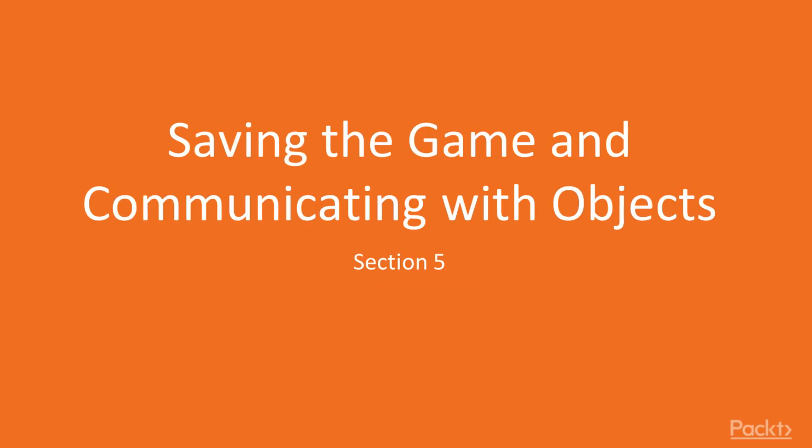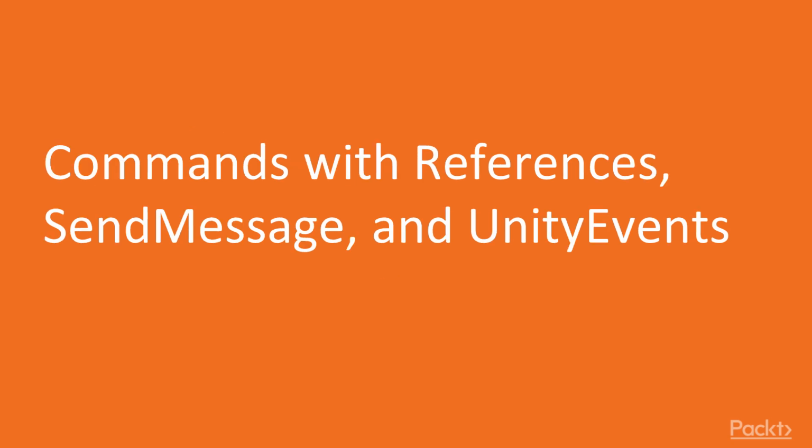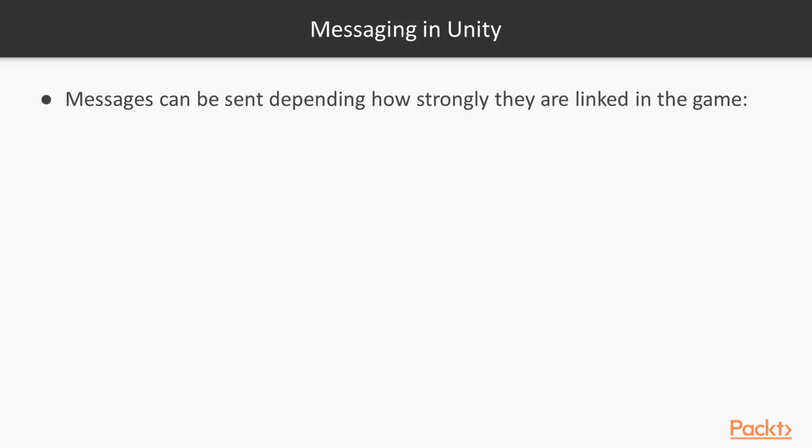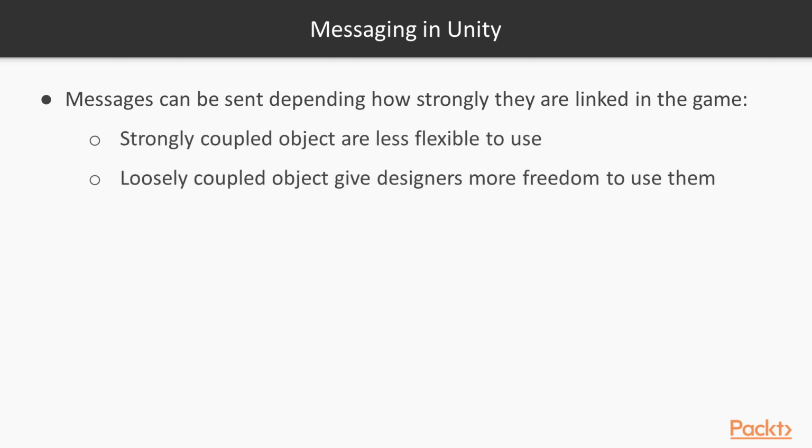Section 5. Saving the game and communicating with objects. Commands with references, SendMsg, and UnityEvents. Messages can be sent in 3 different ways within Unity. The way you choose to send them depends on how strongly coupled you want the objects to be.